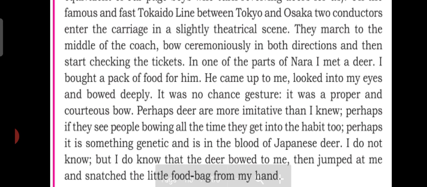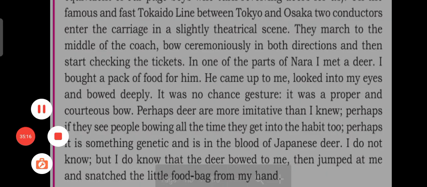Even drivers bow, conductors bow to each other. At the bus stand, people bow to one another. Not only people: in the park of Nara, the author saw a deer bowing to him when he gave it food. It came naturally to it. So not only people bowing to one another, but also animals bowing to the person. So this is the way of bowing in Japanese culture. So that's enough for today. Thank you. We'll continue the remaining part in the next video.